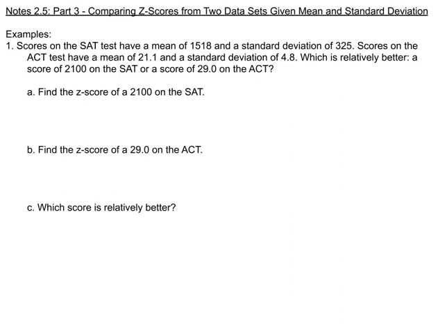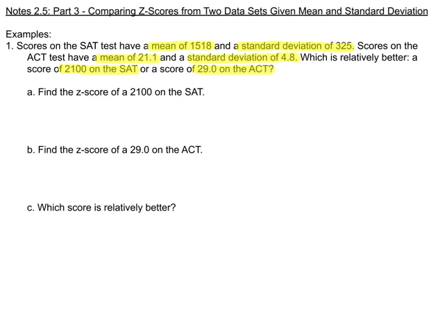In our first example with the new problems where we're looking at 2 data sets at the same time, we're going to compare an SAT score to an ACT score. Right, so scores on the SAT have a mean of 1518. Right, I'm going to highlight that. We have a mean of 1518 and a standard deviation of 325. Scores on the ACT have a mean of 21.1 and a standard deviation of 4.8. So we're going to find out which is relatively better, a score of 2100 on the SAT or 29 on the ACT.